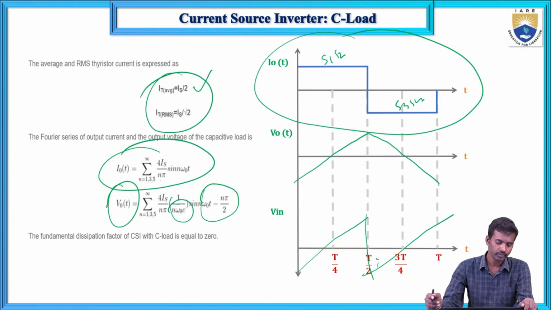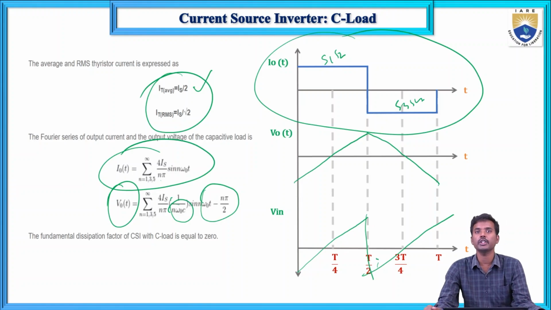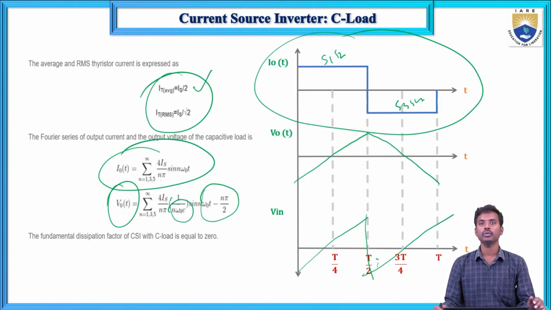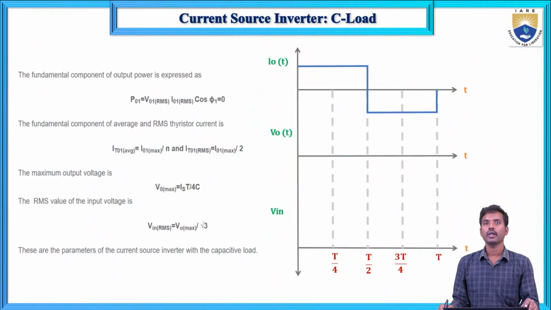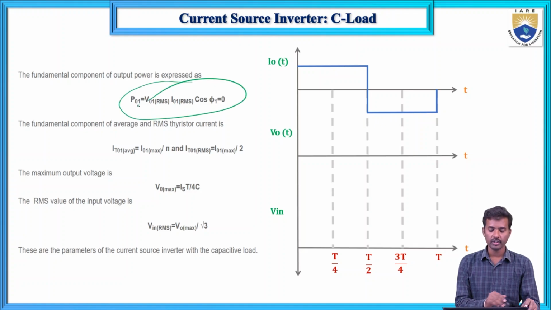So V naught, fundamental dissipation factor, so that with C is 0. Dissipation factor means that is pi by 2 here, so that value is 0. And next, cos pi by 2 is 0, means here everything is 0. So here V01 RMS and I01 RMS cos phi, so this is pi by 2, means 0. So fundamental component of output power is almost 0.